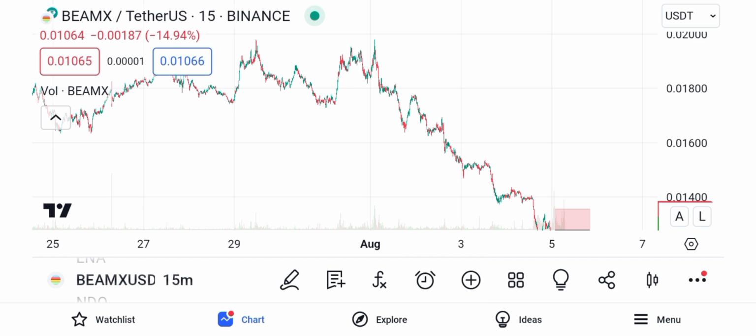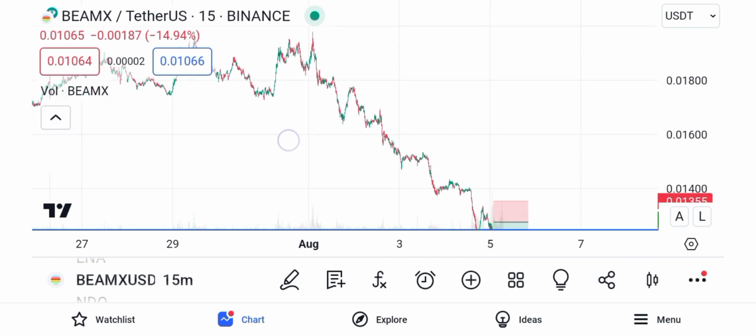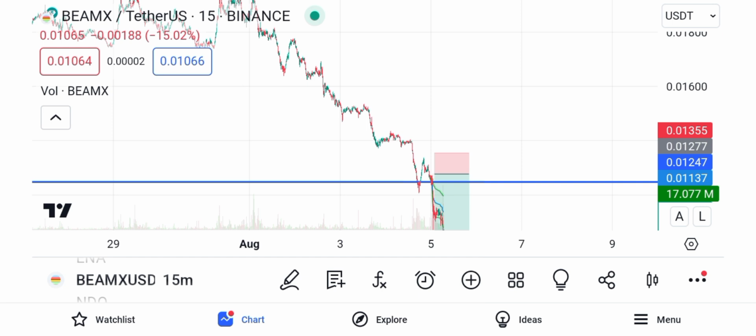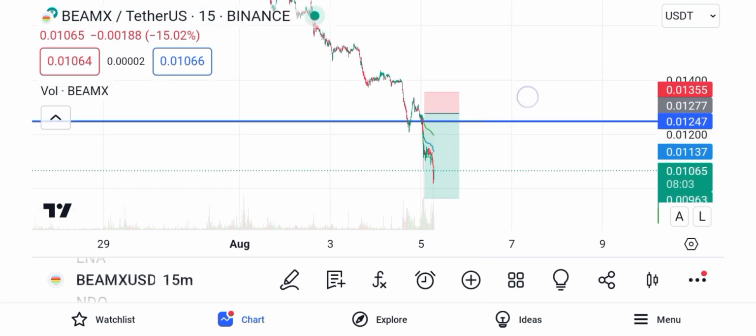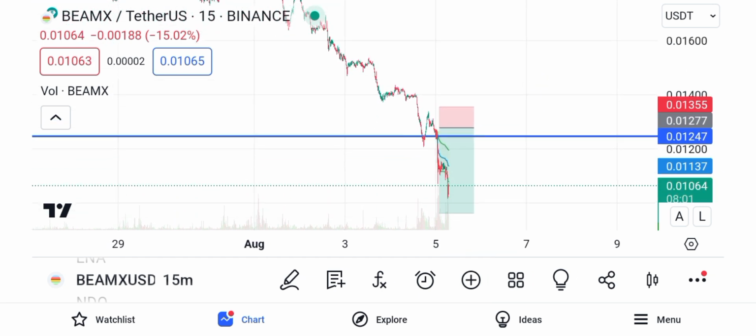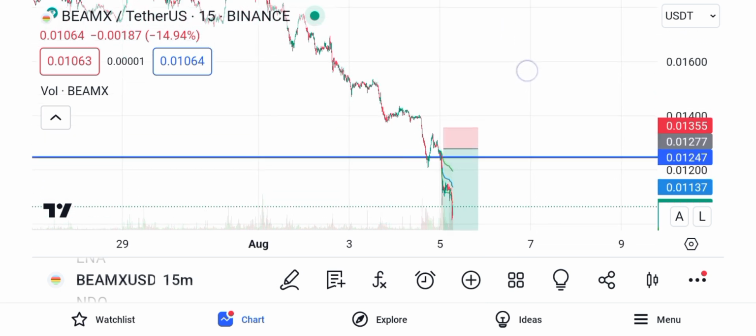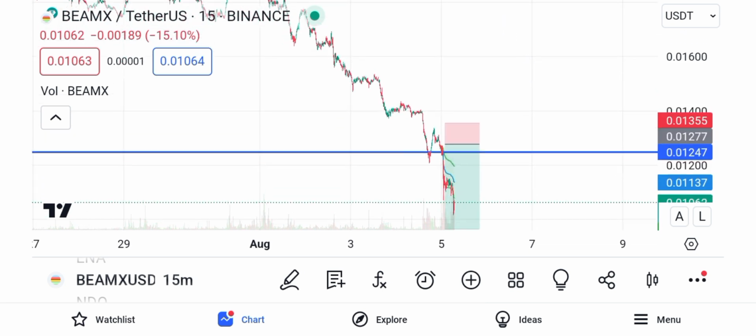If it was an uptrend movement, it would have been an uptrend structure in the market, right? But right now the structure of the market is down. So anytime you figure out who is in control, whether the seller or the buyer is in control, you need to know the kind of trade you are going to set.